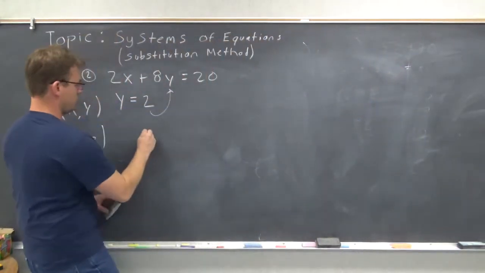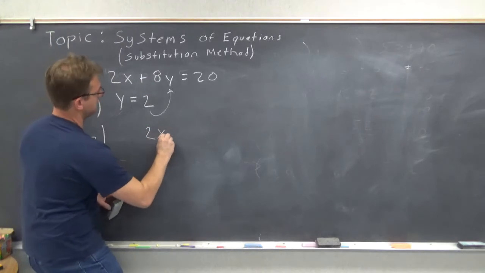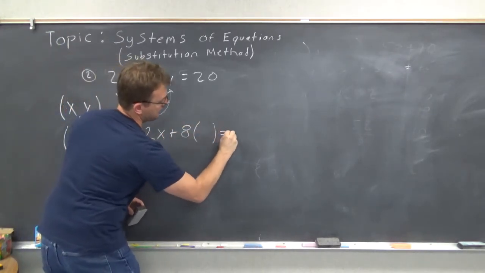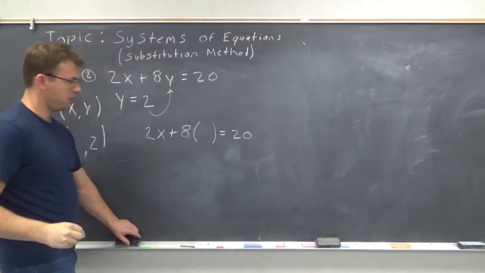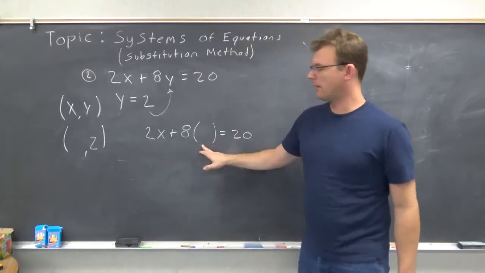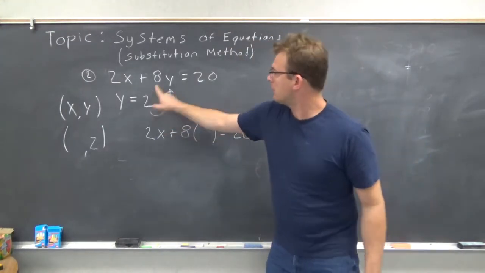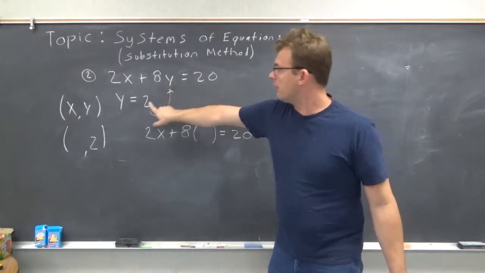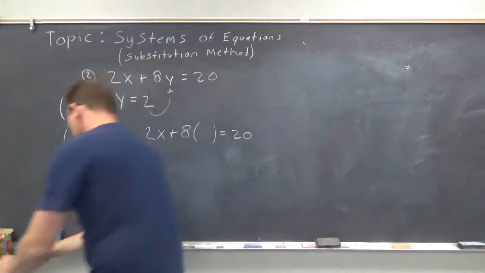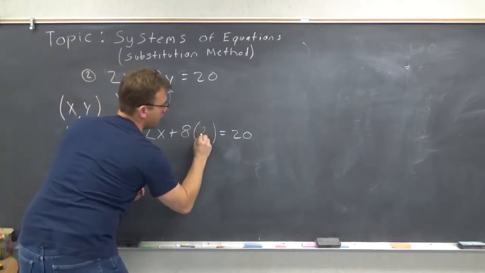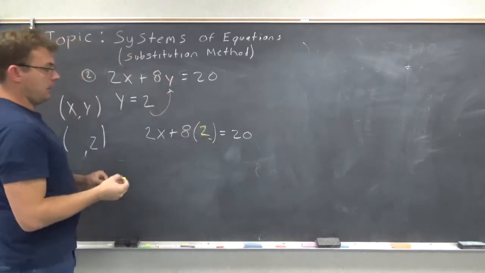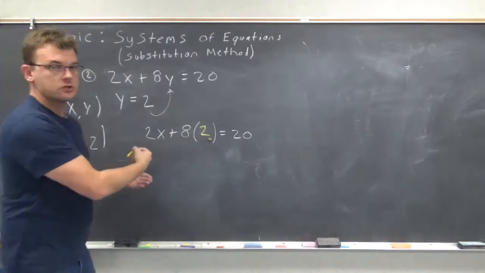And here we go. So you're going to go 2x plus 8 parentheses equals 20. And now, what are we going to put right there for that parentheses? Well, there's a y there, right? There's a y equals 2, so you're going to put a 2 in now. Okay, and now you're going to solve.